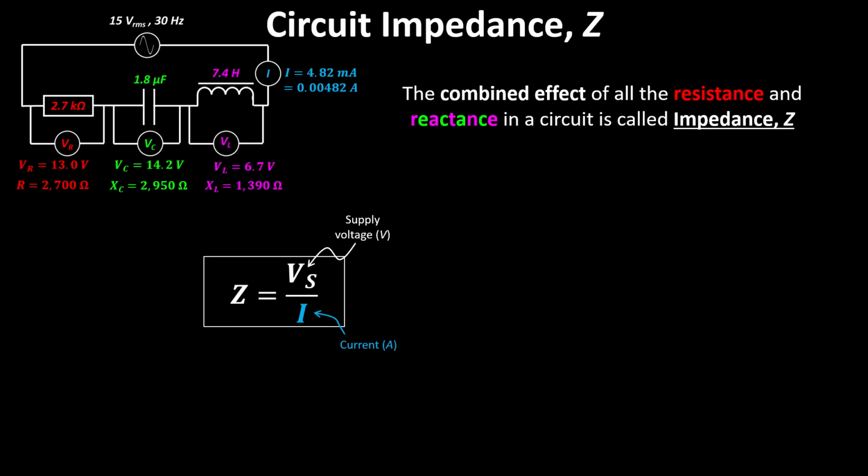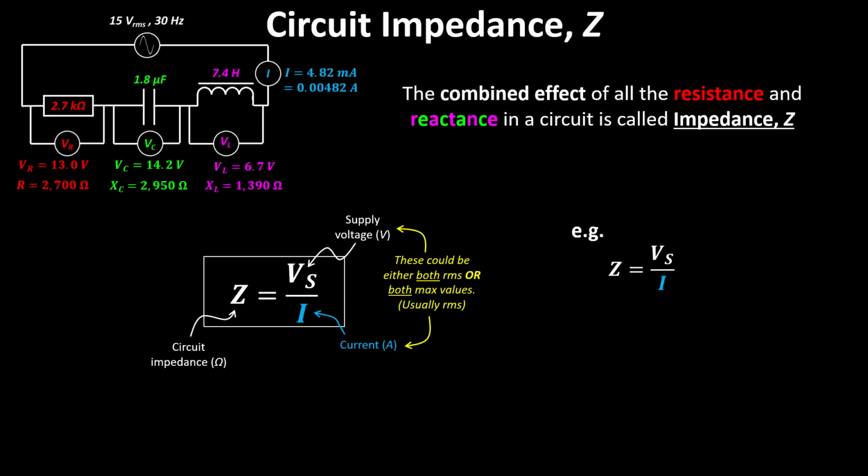So we divide the supply voltage by current, and that calculates the circuit impedance. And because it's a voltage divided by current, it's also measured in ohms. And again, the voltage and current could be both RMS or both maximum values. It would give the same answer. We usually use RMS, like all the values here are RMS values. So for this circuit, for example, if we wanted to calculate the impedance, we just divide the voltage, which is 15 volts RMS, by the RMS current, 0.00482.